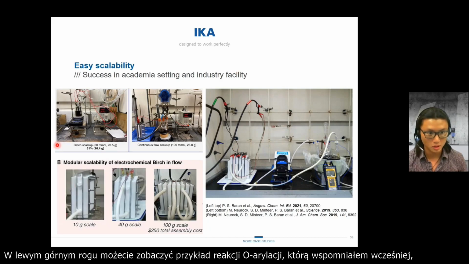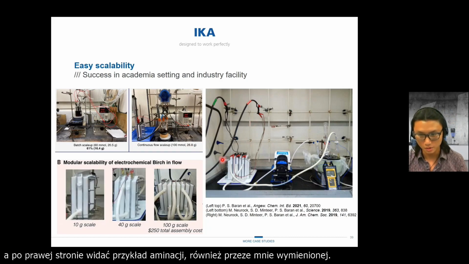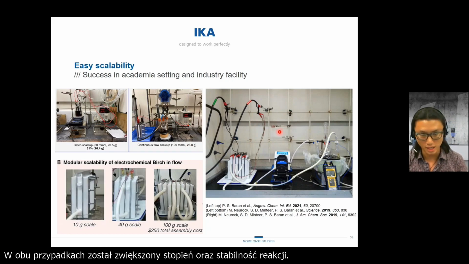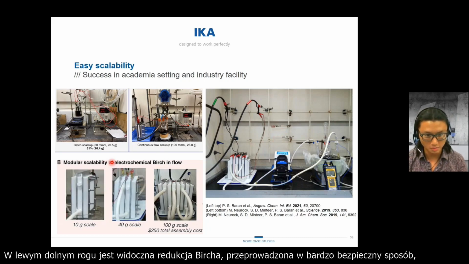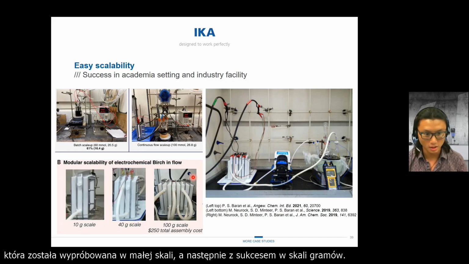Here, the picture on the left top corner is the O-arylation I mentioned earlier. And the paper on the right-hand side is the amination paper I mentioned. They both increased the reaction scope and increased the reaction stability. The paper on the left bottom corner is Birch reduction, but it's done very safely, discovered on a smaller scale and then proved effective to be scaled up to a gram scale.